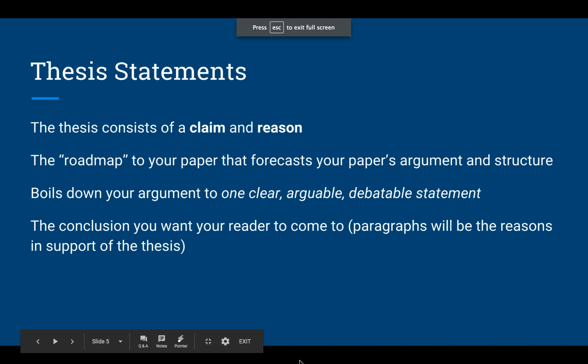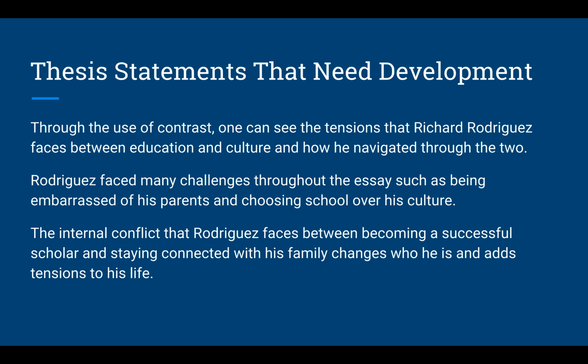Next, I want to go to thesis statements. The thesis statement is the roadmap for your paper. A thesis consists of a claim and then a reason, usually connected by a word such as because or in order to. Your thesis statement boils down your argument into one clear, arguable, debatable statement. It's the conclusion you want your reader to come to after they read your paper. It's the conclusion you want to persuade your readers of.